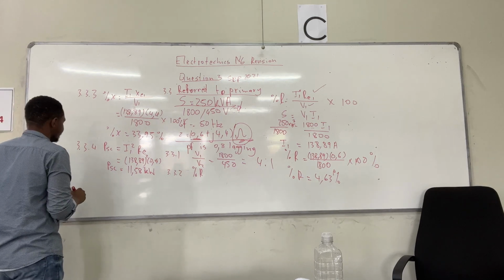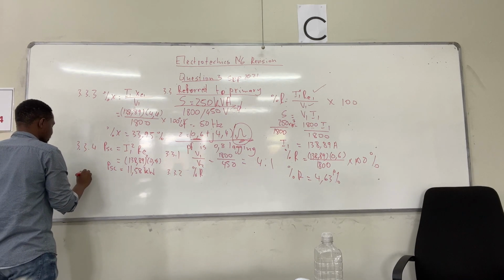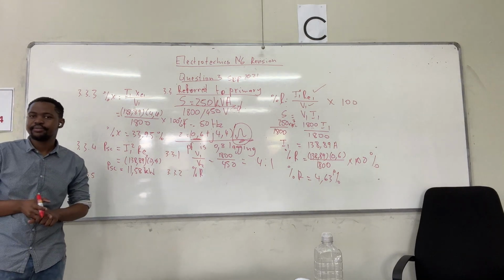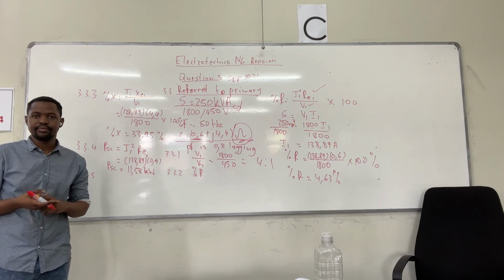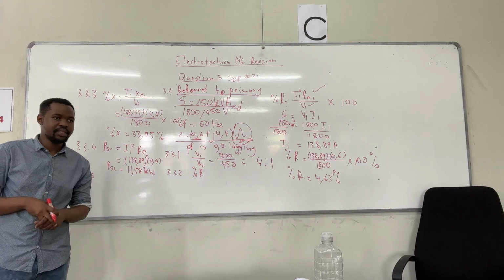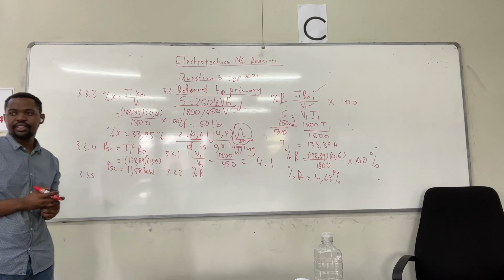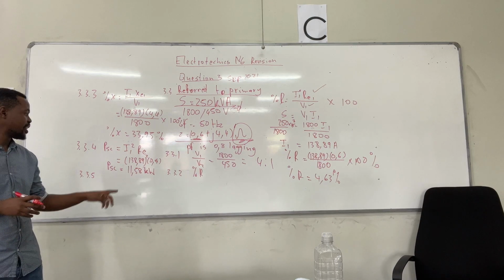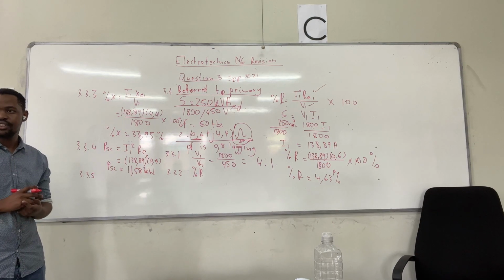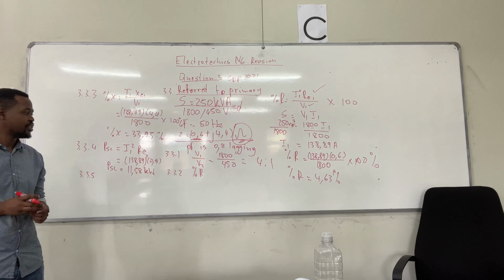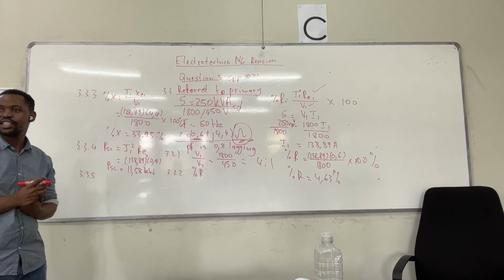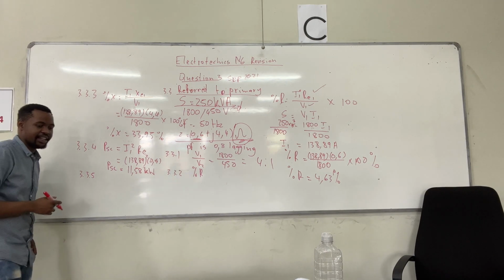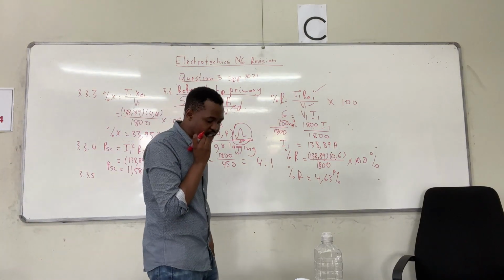Okay, then the next one, again we use the formula, squared, then times 0.6. Okay, then the next question.